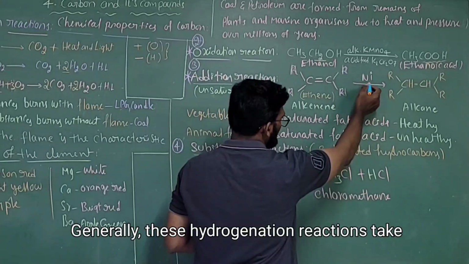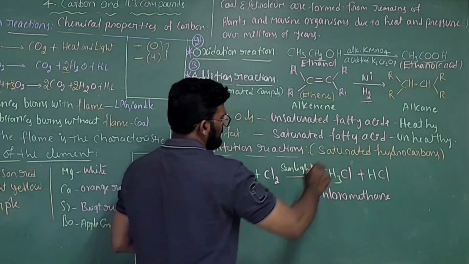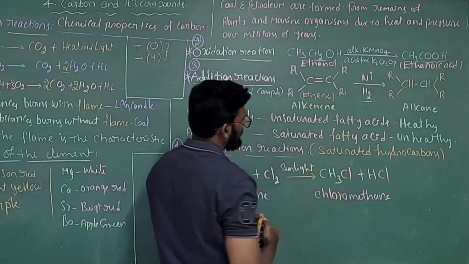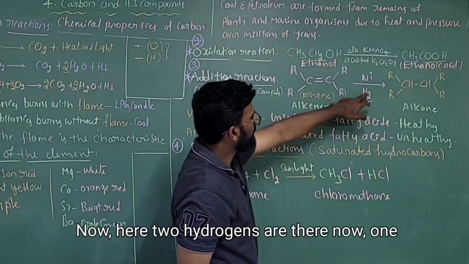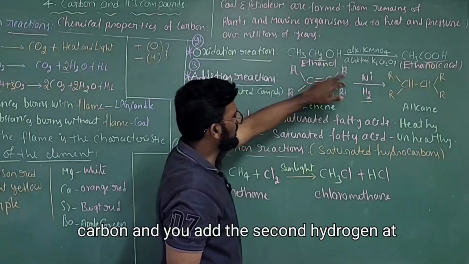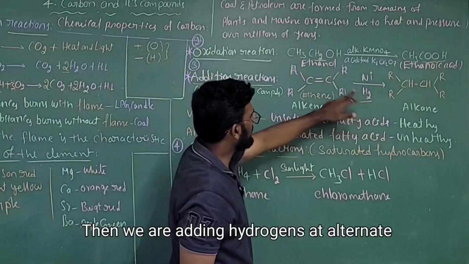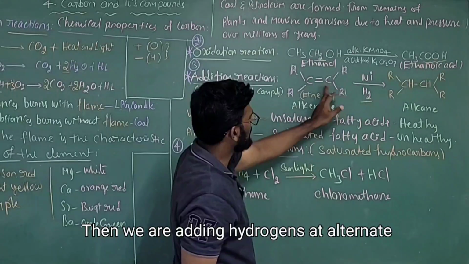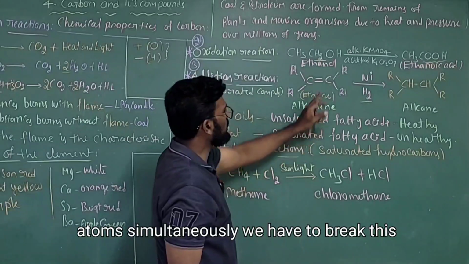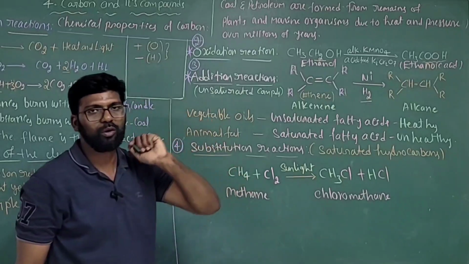Generally, these hydrogenation reactions take place in the presence of catalyst nickel. In the presence of catalyst, it undergoes hydrogenation. Here two hydrogens are there now. One hydrogen you add at one carbon, that is the first carbon, and you add the second hydrogen at the second carbon. When you are adding hydrogens at double bonded carbon atoms, simultaneously you have to break this bond. There is a double bond, no? You have to break one bond.